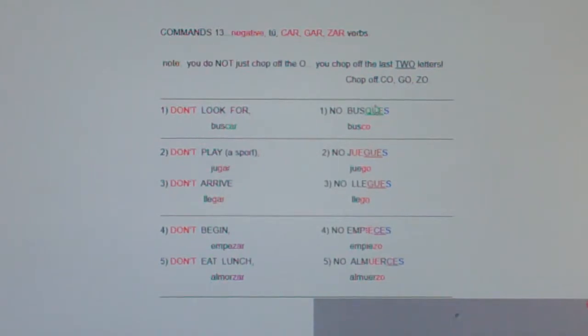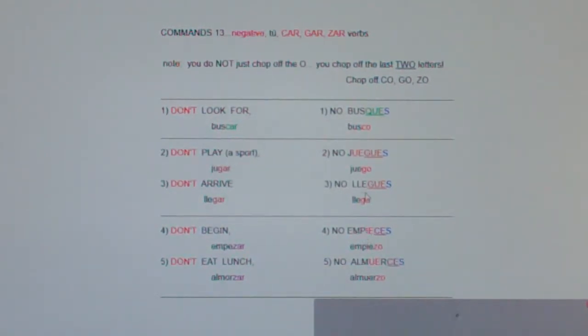Now, normally you just chop off the O, but for car, gar, zar verbs, you don't just chop off the O, you chop off the last two letters. You chop off co and add qué. For gar verbs, you chop off the last two letters, go, and add gué. And for zar verbs, you go to the yo form, chop off the last two letters, the zo, and add cé. So, car turns into qué, gar turns into gué, and zar turns into cé.